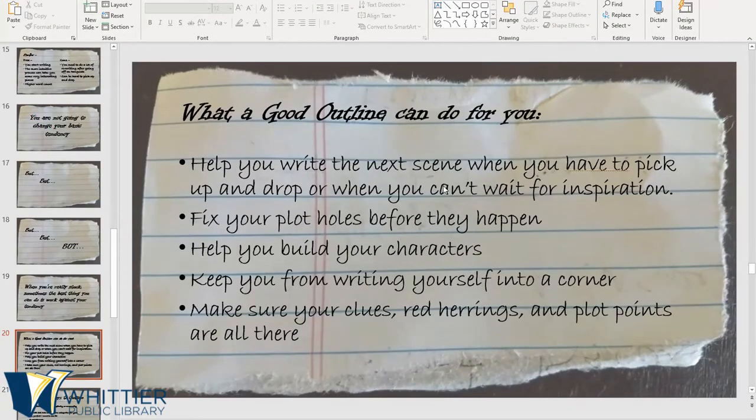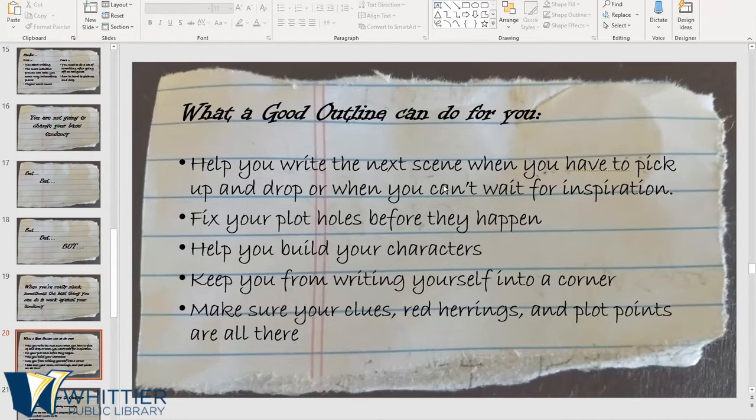Now, here's what a good outline is. A good outline is one that works for you. It's not necessarily one that works for me. It's not necessarily one that works for Angelina or Maria or Henry or Jack or Rachel. A good outline is one that works for you specifically. It can help you write the next scene when you have to pick up and drop, or you can't wait for inspiration. You've got a deadline, or it's just, I've got 1 hour a day to write and that's it. Dang it, I'm going to write.